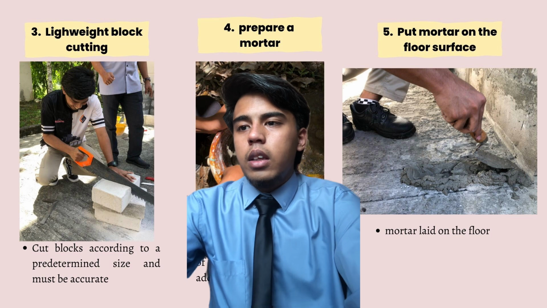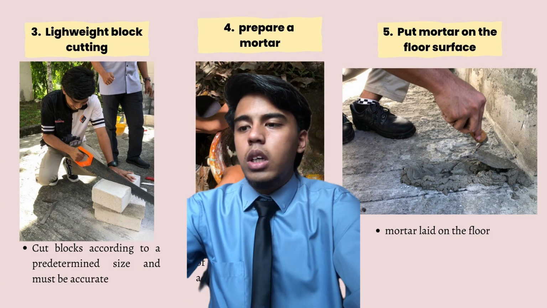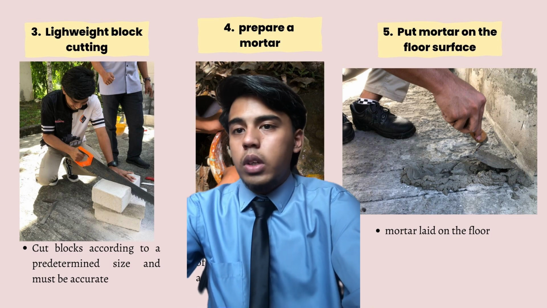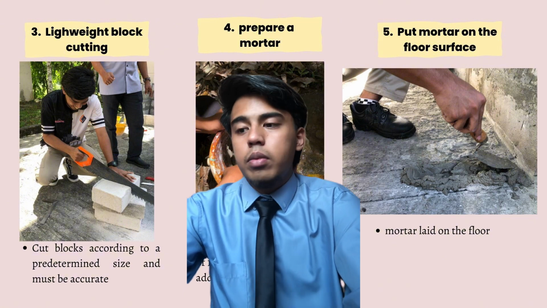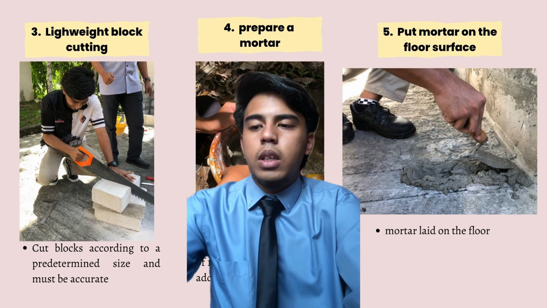And third, lightweight block cutting. Cut blocks according to a predetermined size as we did before, and it must be accurate. If the measurement is inaccurate, it will affect the arrangement of the blocks.